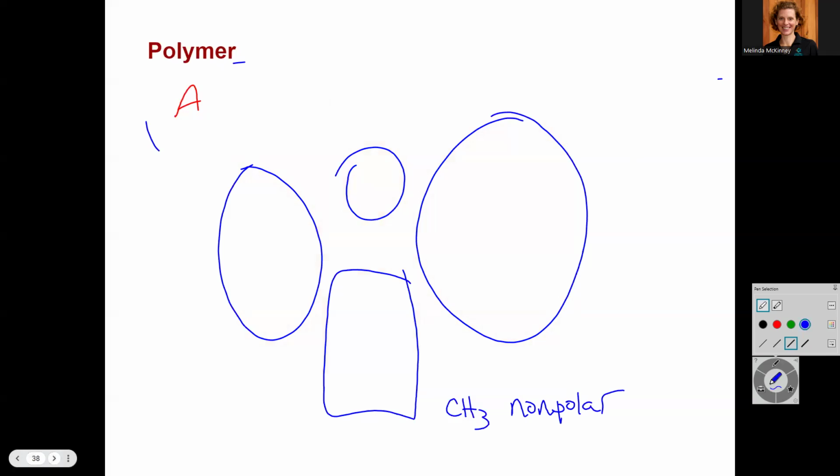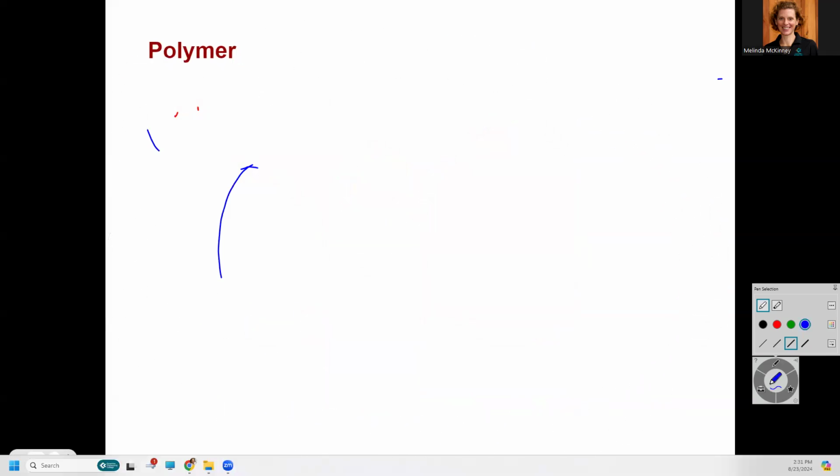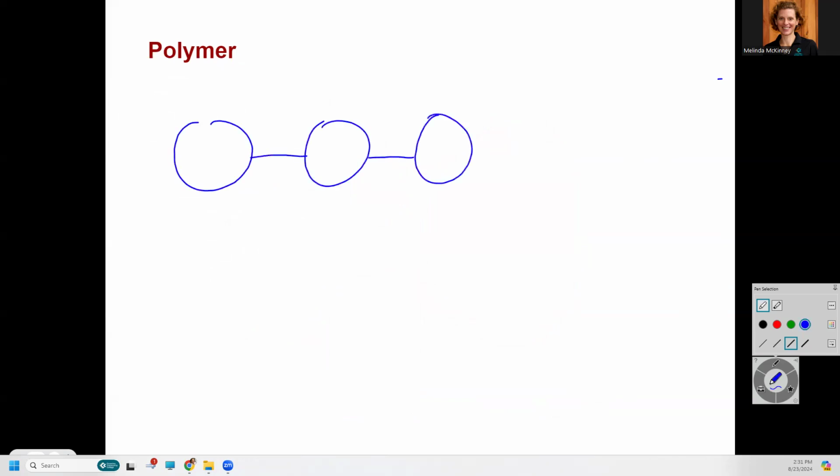or polar. Okay, a polymer is multiple amino acids put together. So again, the monomer is the amino acid. So if we have a whole bunch of these put together, right, thousands of these potentially, then we have what would be called a polypeptide. So poly is many, so polypeptide.